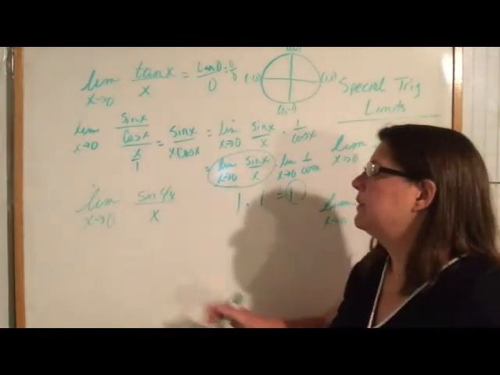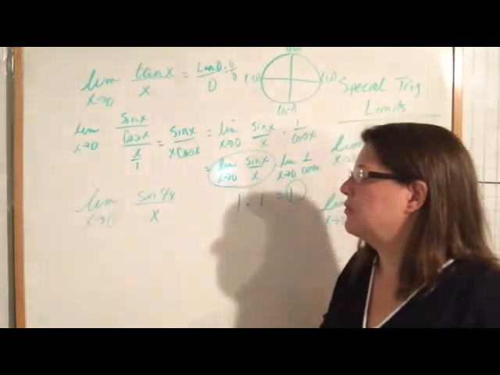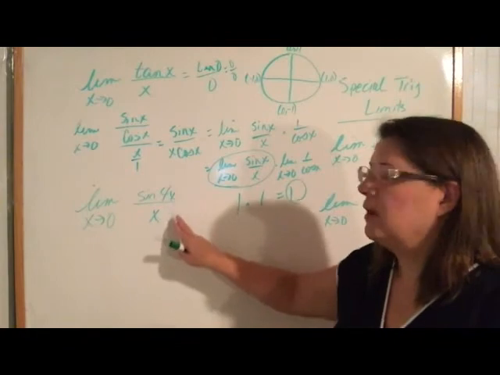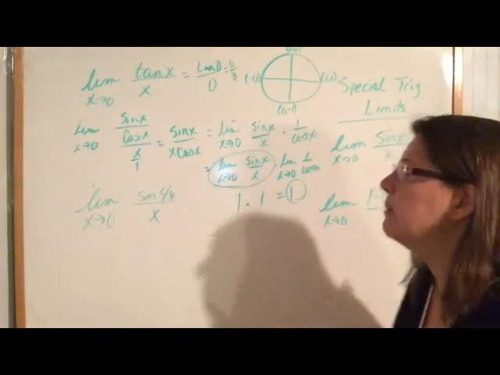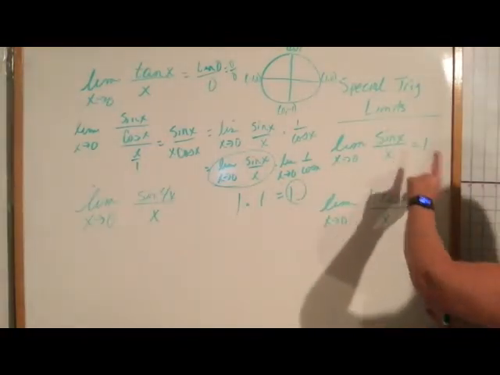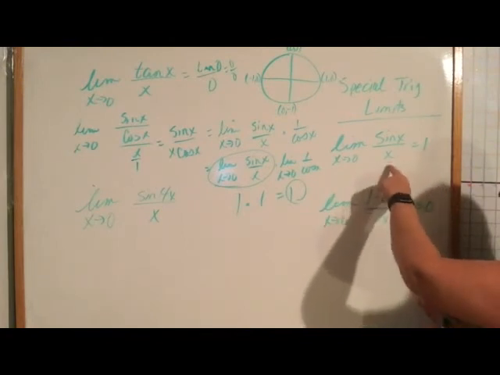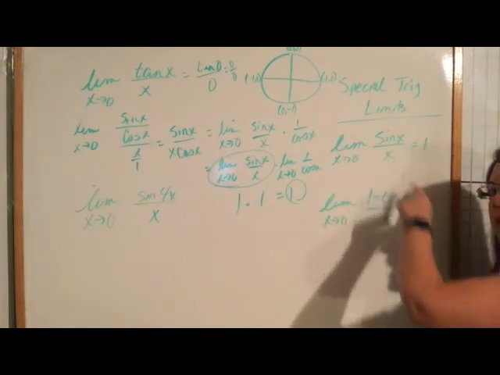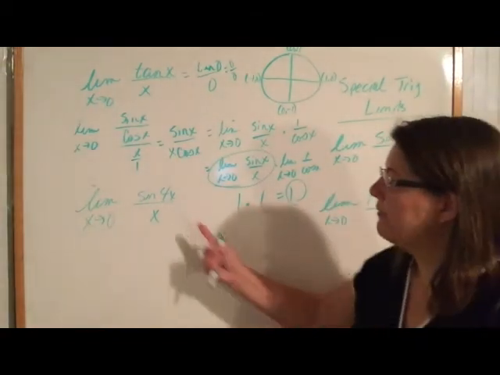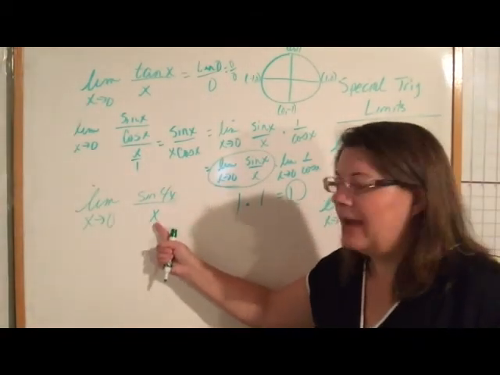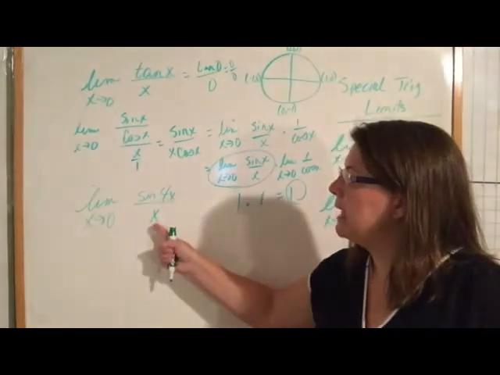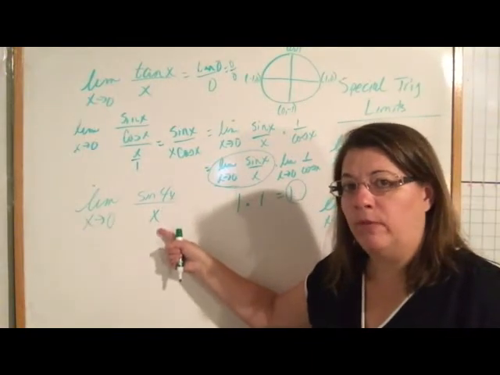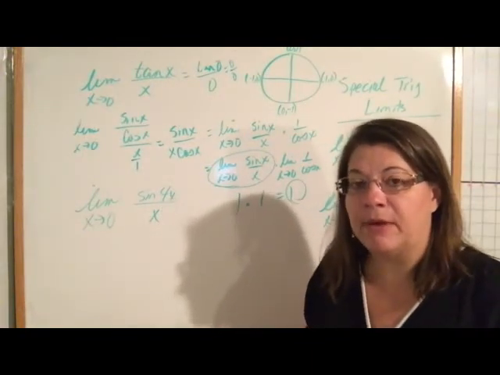For the next one, it says the limit as x approaches 0 of sine 4x over x. Well, that looks very familiar. It looks very similar to this, but we know in order for this to work, those two things have to be exactly the same. Well, I have a 4x here and an x here. So what does the bottom need to be able to make these two things the same? Hopefully you're saying it needs to be multiplied by 4.